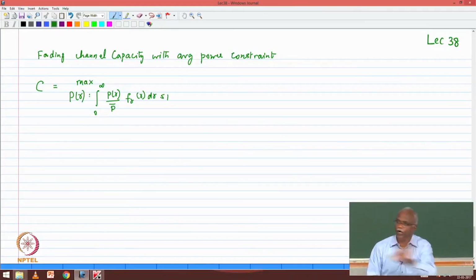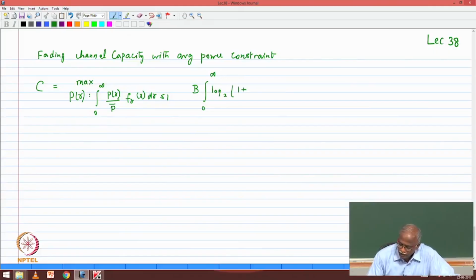You can choose any power allocation scheme that is allowed, and the reason you choose that is so that we can maximize the capacity, B times the integral from 0 to infinity of logarithm base 2 of 1 plus gamma, times f gamma of gamma d gamma.